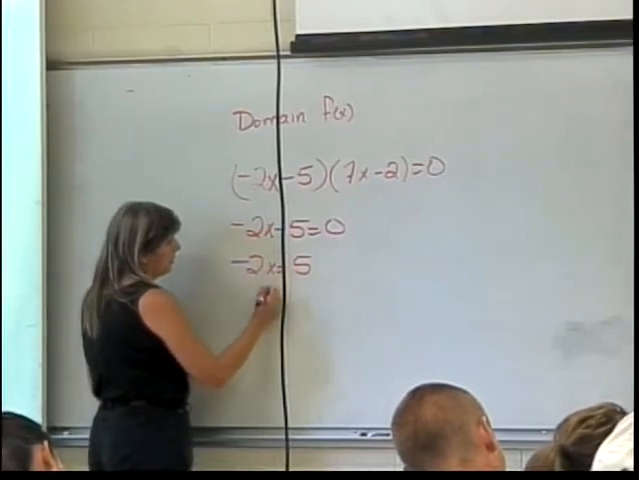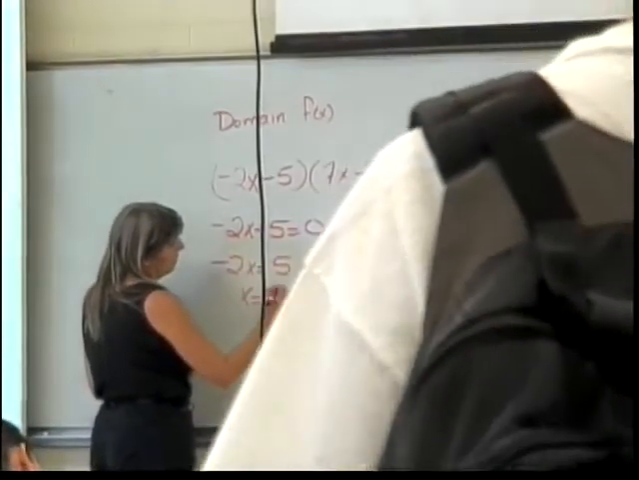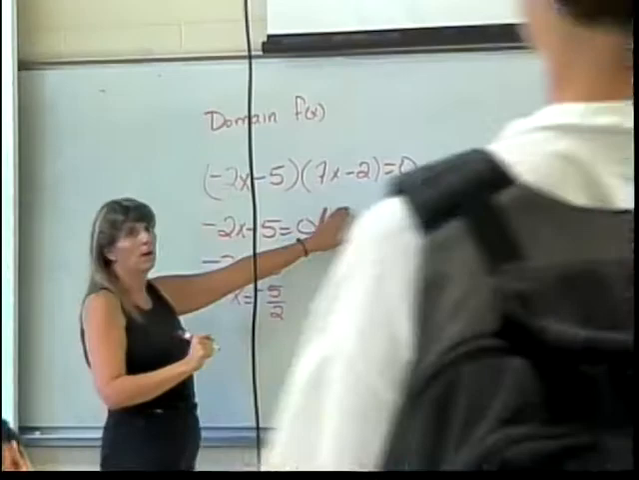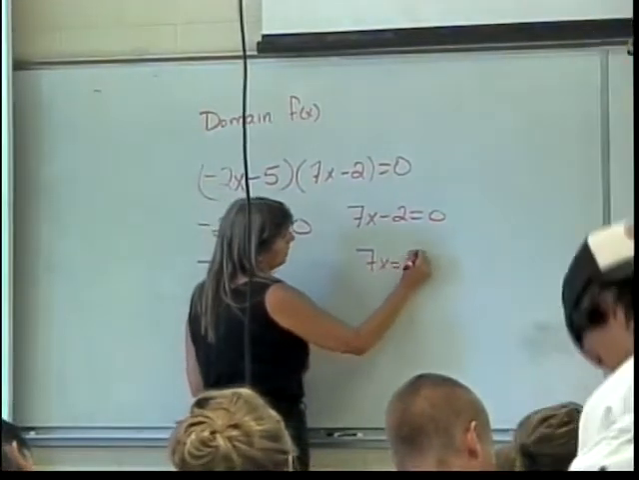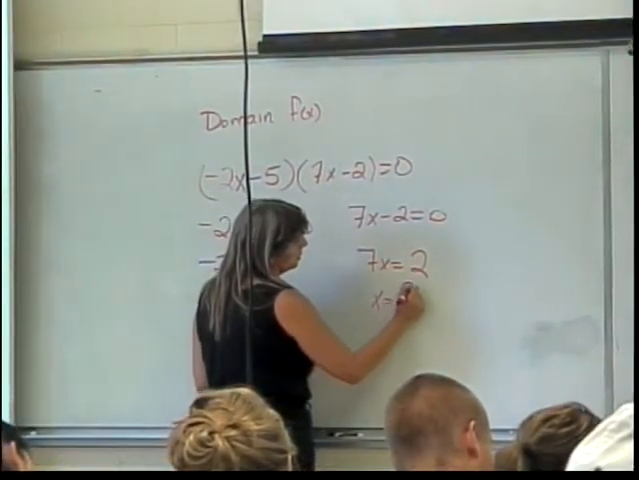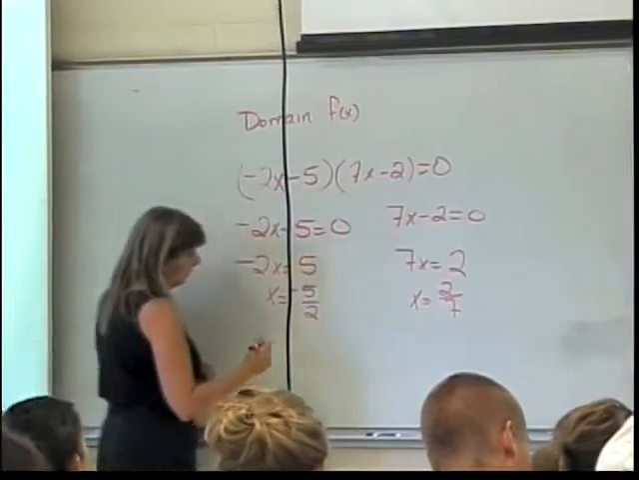5, which gives me x equals negative 5 halves, that I need to remove. Over here I have 7x minus 2 equals 0. This gives me 7x equals 2. So x equals 2/7 will need to be removed.